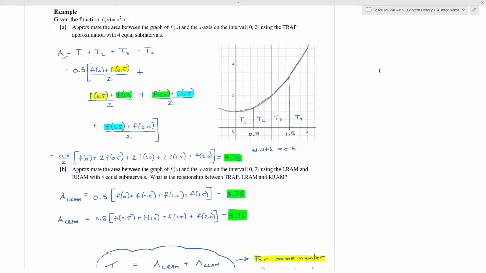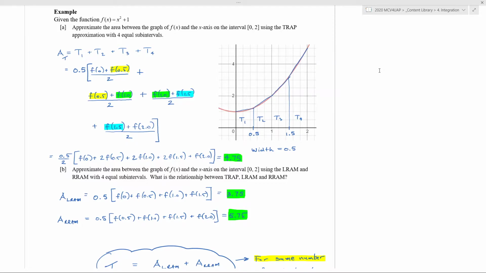Now you can see that I've highlighted that f at 0.5 shows up twice. F at 1.0 shows up twice in the square bracket. F at 1.5 shows up twice. But the left-hand height of the first trapezoid, which is f at 0, only shows up once. And the right-hand height of trapezoid 4, the last trapezoid, only shows up once. That's f at 2.0.